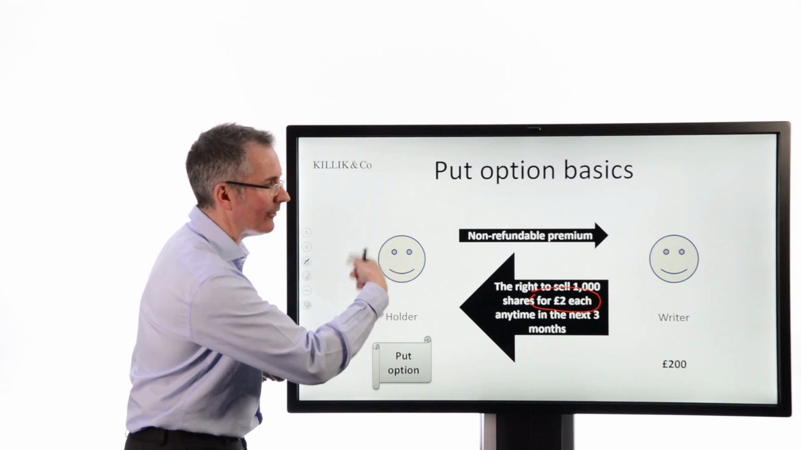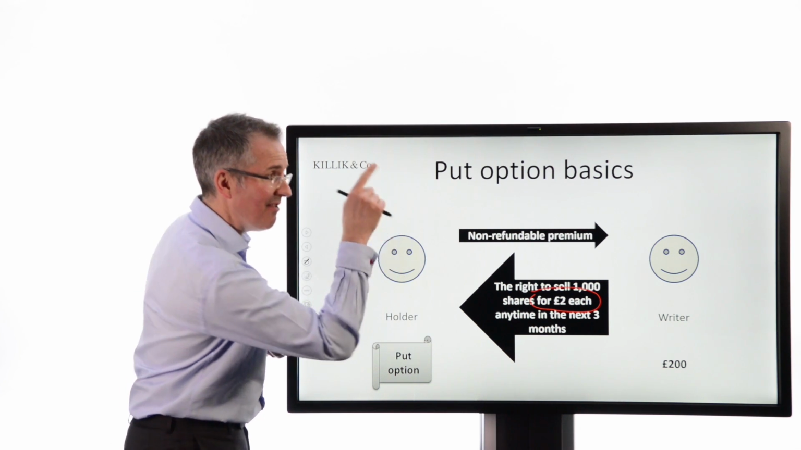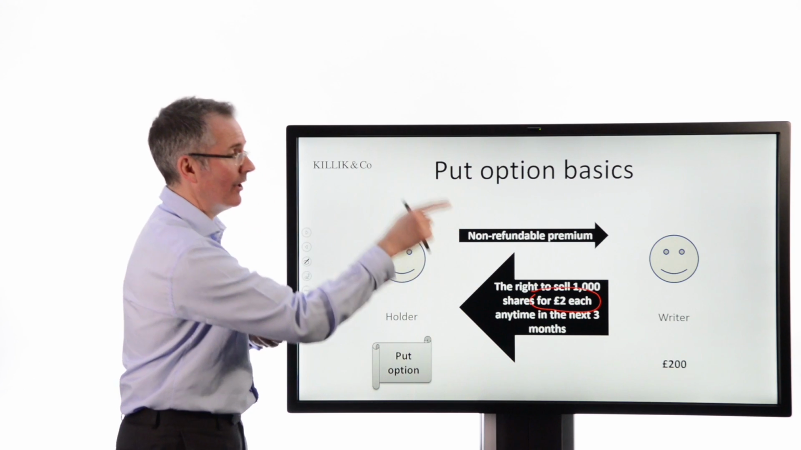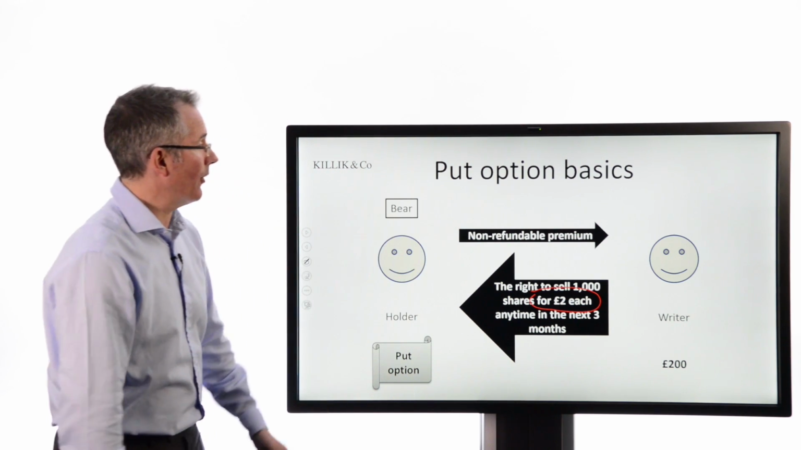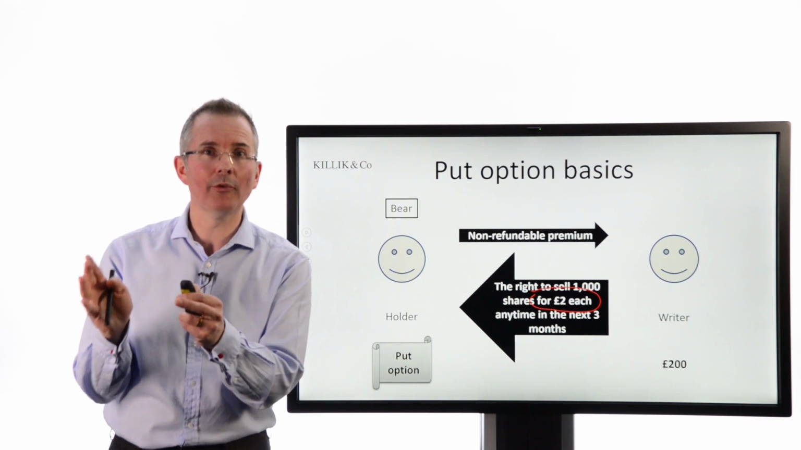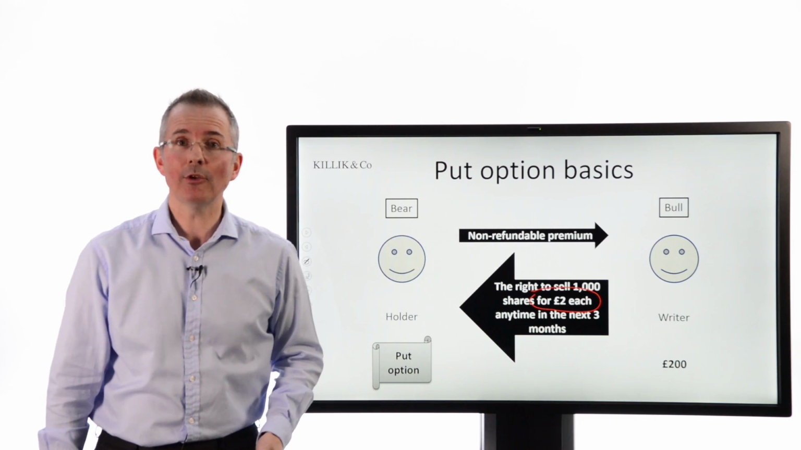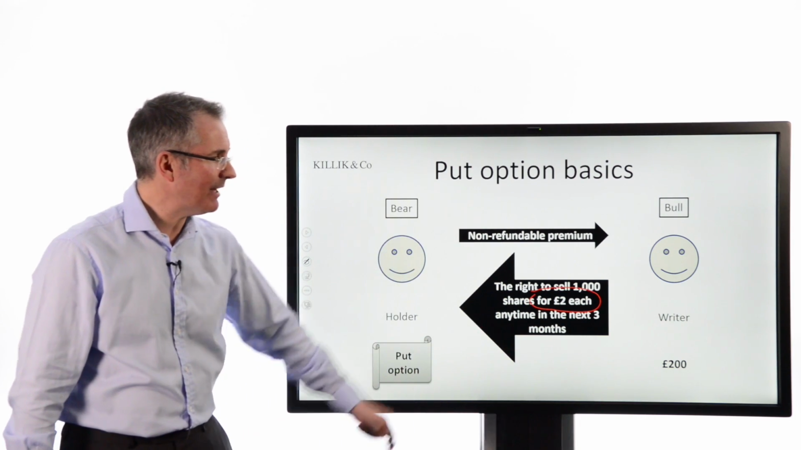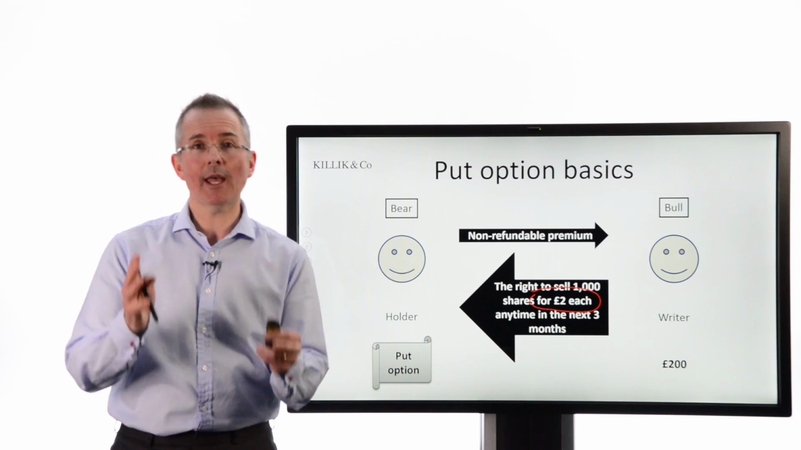They're going to be waiting nervously to see if a phone call comes in. Because remember, if a phone call does come in from the holder, they are going to have to take the shares, regardless of the market price, at £2 each, potentially. So you have a bear on the left, someone who's nervous about prices falling and wants this piece of paper as insurance. And you've got a bull, presumably on the right, who's thinking, why would you pay me 200 quid for that? I don't think share prices are going to fall, and in a market, you'll get two views.